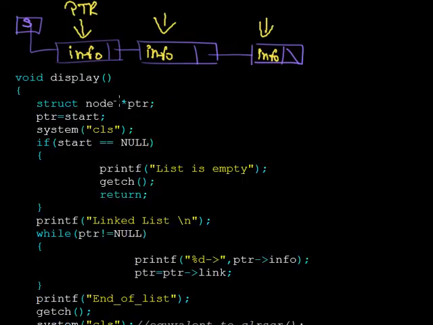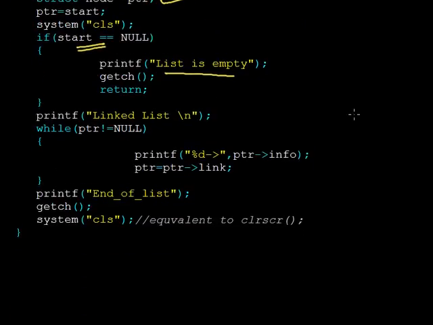So this is the display function where we are declaring a pointer ptr and then copying the content of start into this pointer. If start is null, means the list is empty, we can't display any content, then we will simply display this message and return. Else we will iterate till we reach the end of list, means ptr is not equal to null, and in every iteration we will print the info part and then increase the pointer by this statement, ptr equal to ptr dot link. Then we will print this message, end of list, and then we will exit.